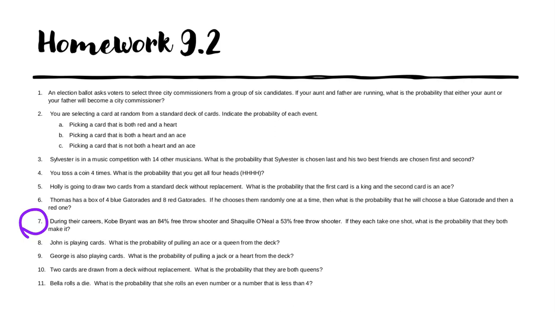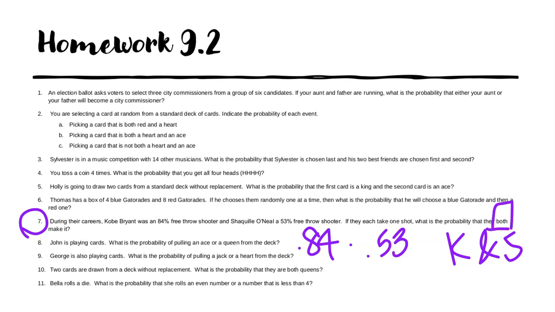During their careers, Kobe was an 84% free throw shooter and Shaq was a 53% free throw shooter. If they each take one shot, what is the probability that they both make it? The word both implies that it would be Kobe making it and Shaq making it, meaning that you're going to multiply these two probabilities. So it would just be 0.84 times 0.53. And again, this word both here does imply that they are both making it, so and.